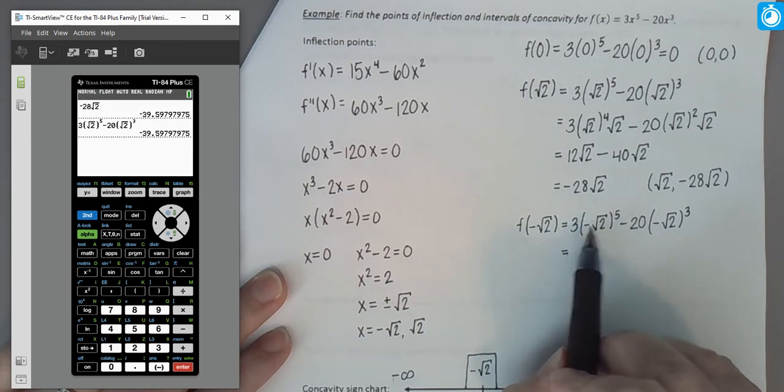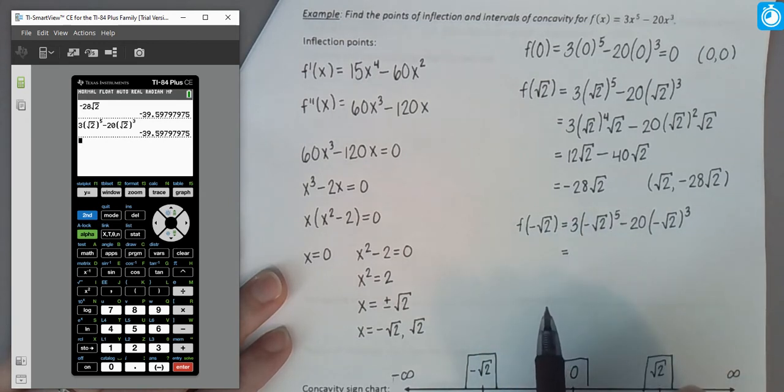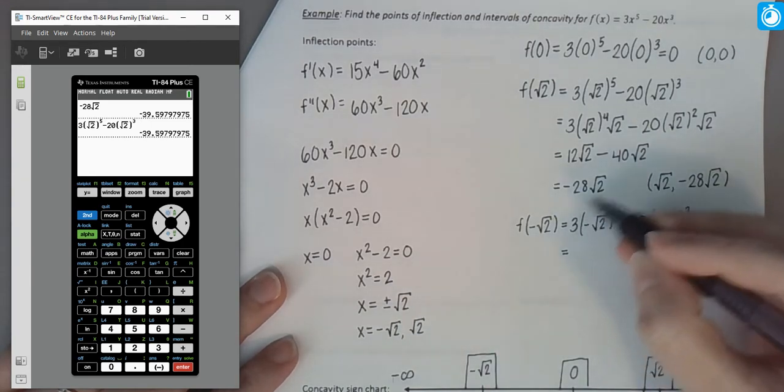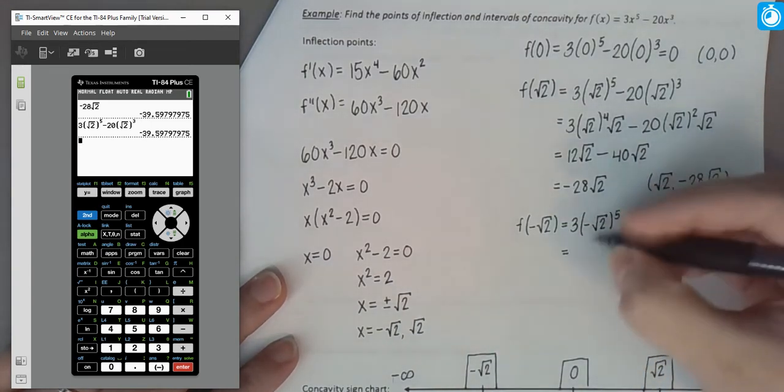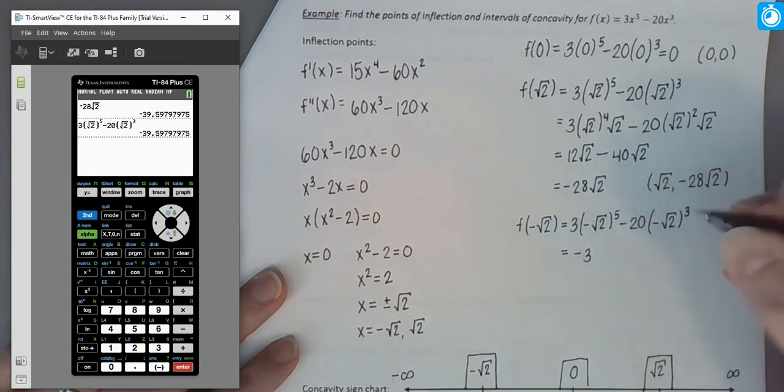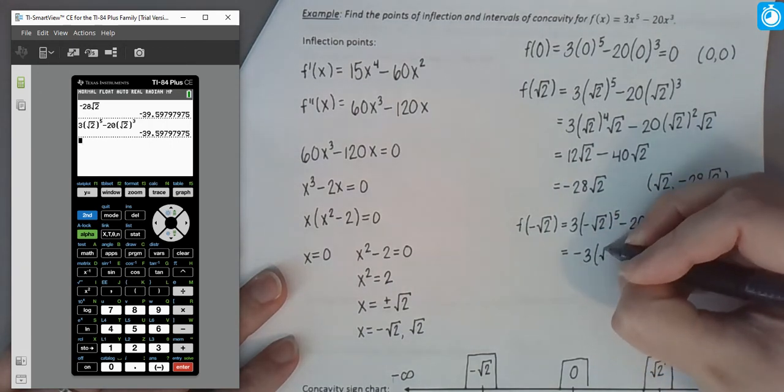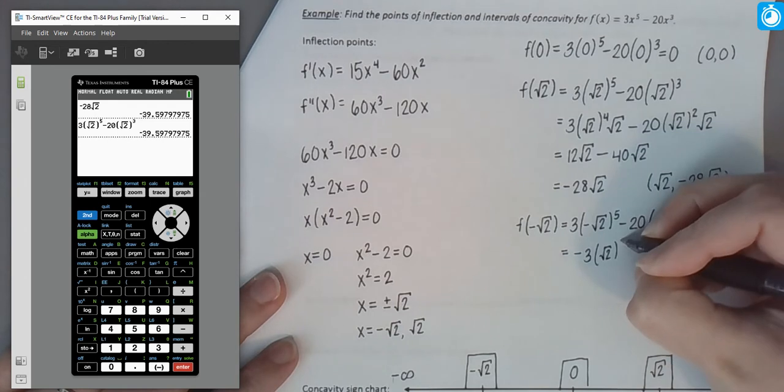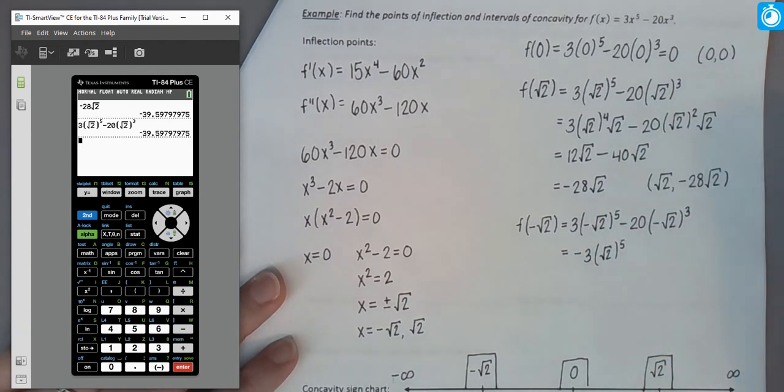So if we raise a negative to an odd power, the general rule is that it'll stay negative. So a negative to the 5th power, think of it as just raising a negative 1 to the 5th power. It's still going to be negative. So that's going to make this whole term negative. So that's going to be the same thing as negative 3 times the square root of 2 to the 5th power. In other words, just take care of it ahead of time.